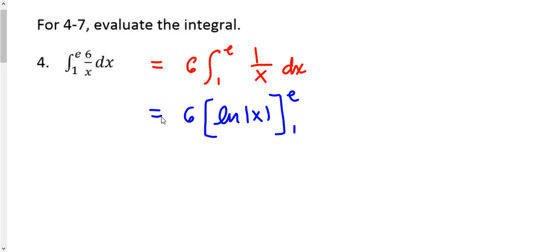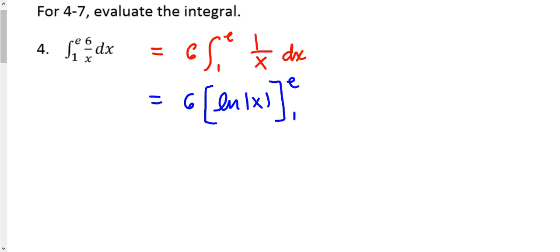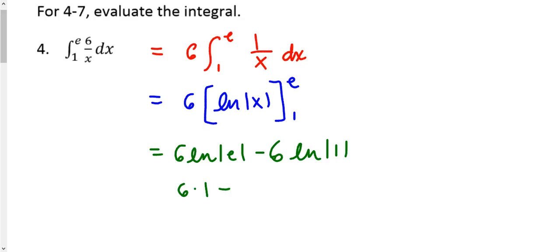And now we do f of b minus f of a, so we're going to plug those in. We have 6 times the ln of the absolute value of e, which is just e, so you don't have to put those absolute value bars, minus 6 times the ln of the absolute value of 1, which is just 1, so you don't technically have to put those. So we have 6 times 1, because the ln of e is 1, and 6 times 0, so that cancels out. So we just have 6 times 1, which is 6.